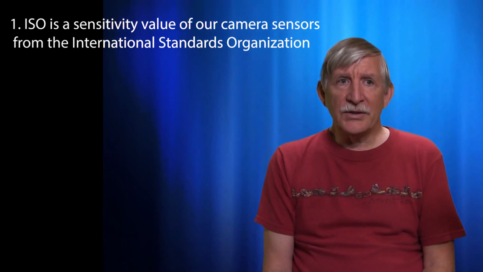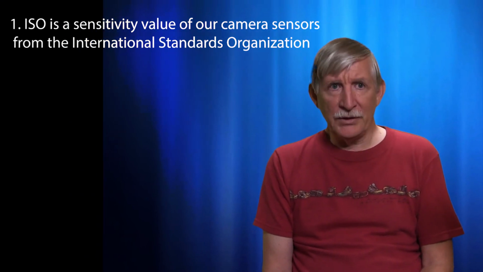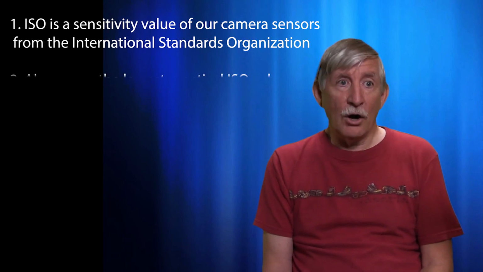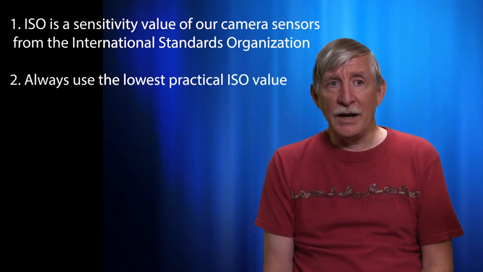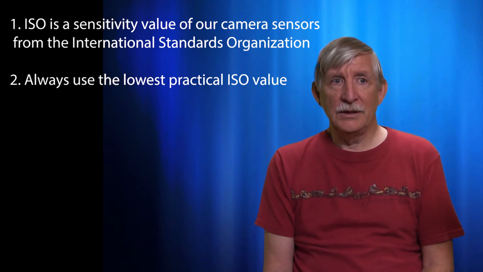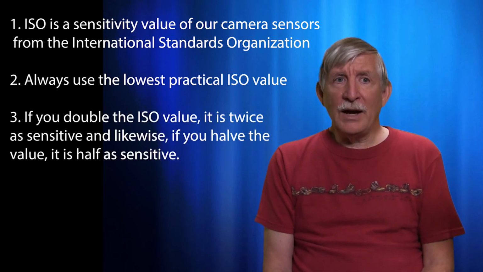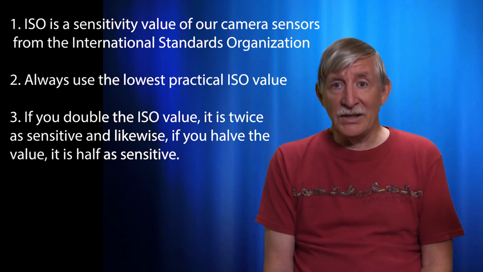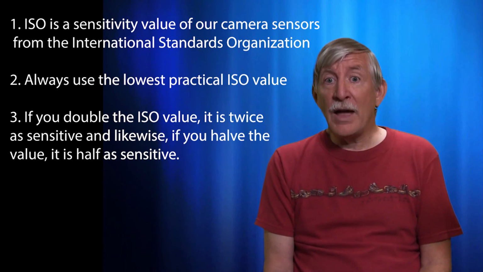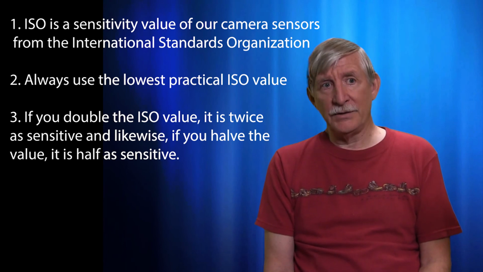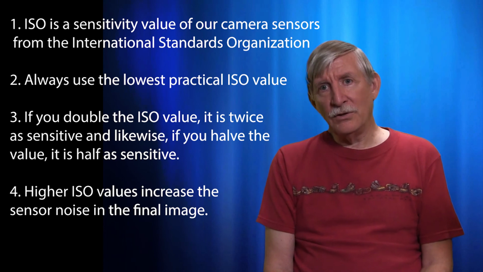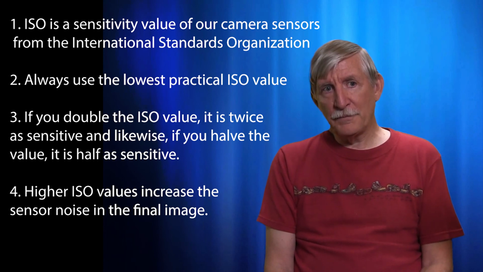Okay, let's summarize. ISO is a sensitivity measurement of our camera sensors, and it stands for International Standards Organization. Always use the lowest practical ISO value that you can. If you double your ISO value from the previous value, it becomes twice as sensitive, and likewise, if you halve that value, it's half as sensitive. Higher ISO values increase sensor noise in the final image.